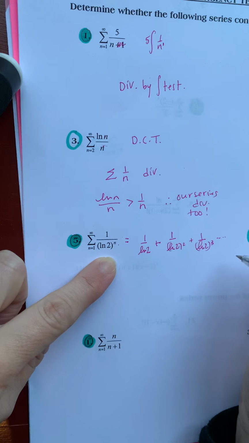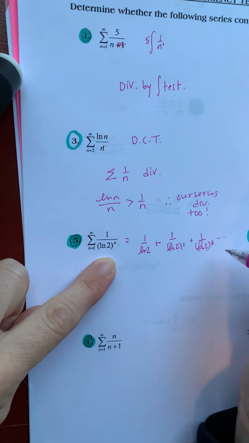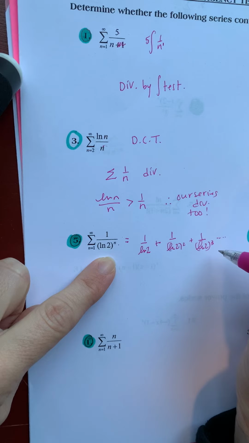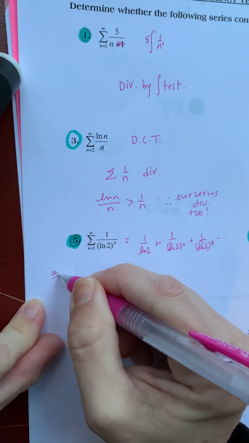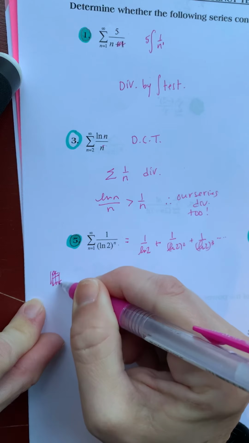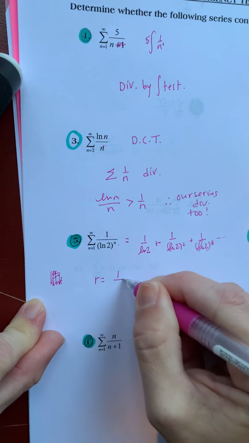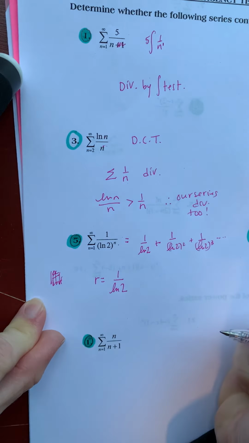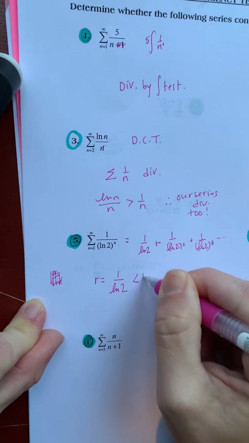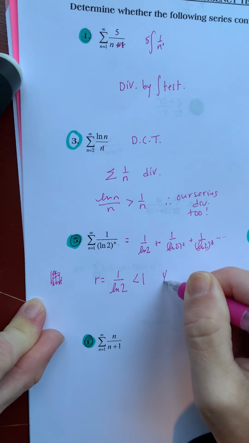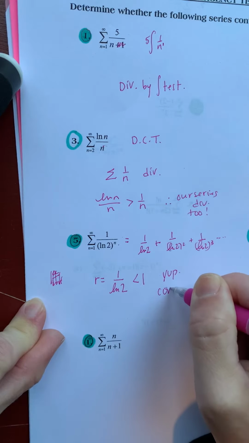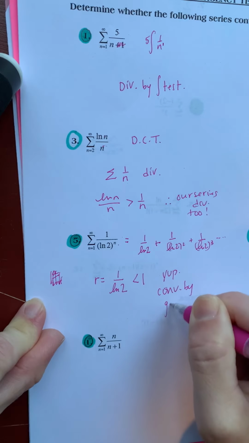So I don't care about my first term. I would only care if they asked me what the actual sum was going to be. The actual sum would be a over 1 minus r. But they only want to know if we converge or not. So I need to know what's r. R is my multiplier. I have 1 over the natural log of 2. And I need that multiplier to be less than 1. Is it? Yup. So this converges by geometric test.